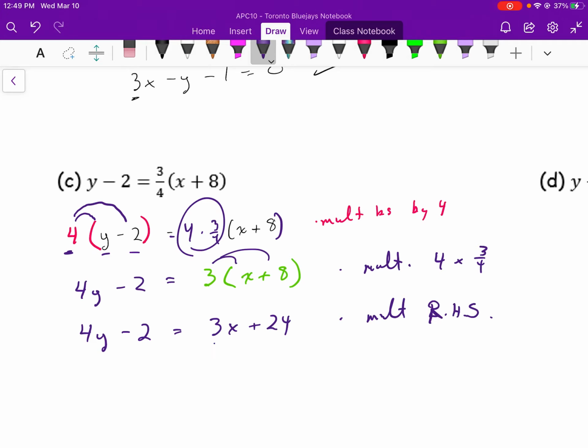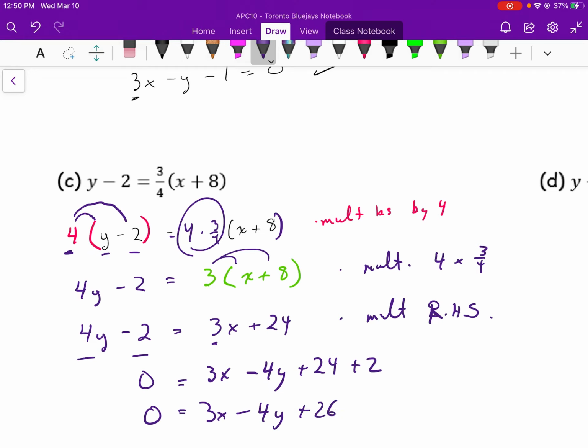Now, you guys are probably getting the hang of this. Look at this. My a value is positive. I'm dealing with everything that is an integer, which is pretty fabulous. So why don't I move this and this over to the other side? So now maybe I'm going to take a more casual language. Moving 4y to the other side becomes minus 4y. Moving negative 2 over to the other side becomes positive 2. And my resulting equation in standard form is 0 is equal to 3x minus 4y plus 26.